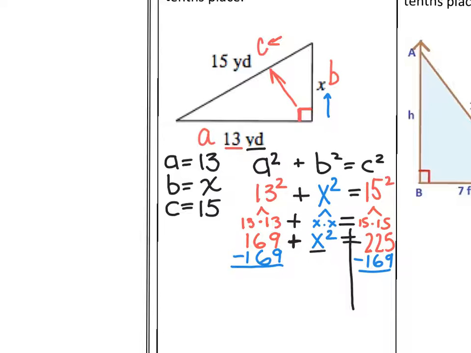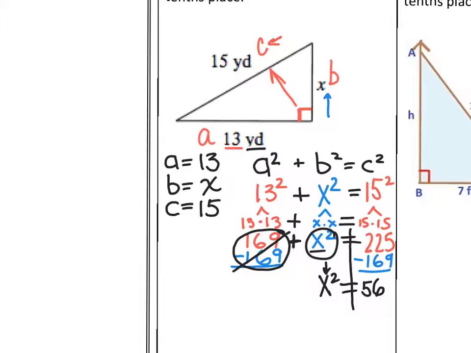I know this right here on my left, 169 minus 169 gives me 0. So I'm going to cross it out. Let's put that into our calculator. 225 minus 169. Okay, that gives me 56. So on my right-hand side, I have 56. And on my left-hand side, I still have X squared. So I'm going to bring that down.